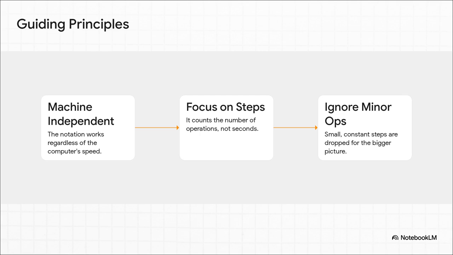And finally, we sweat the big stuff and ignore the small stuff. If an operation takes n steps plus like 2 tiny extra steps, we just round down and call it n. We're looking at the overall trend.